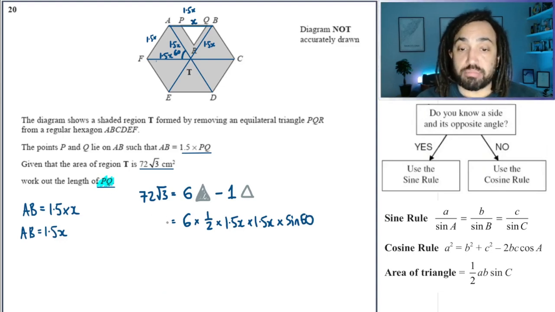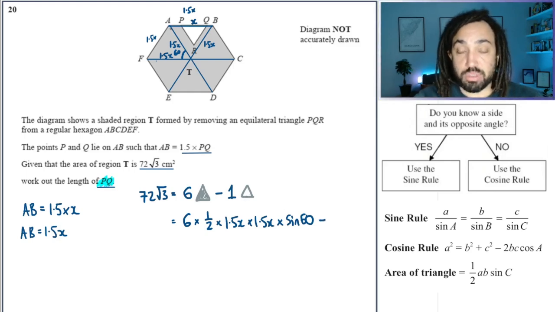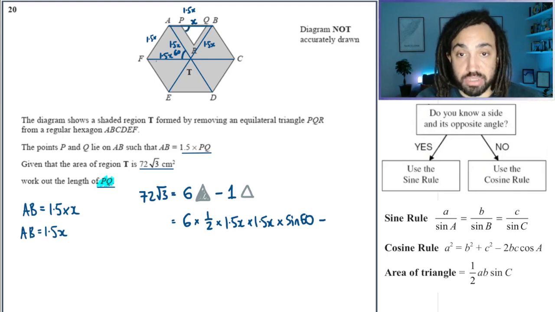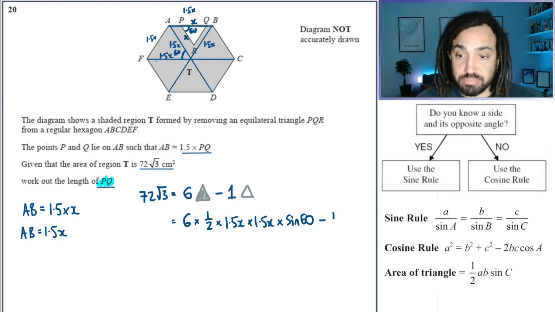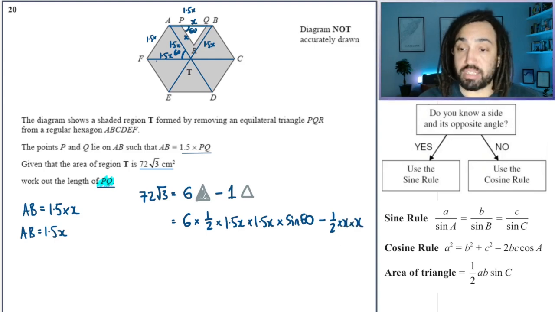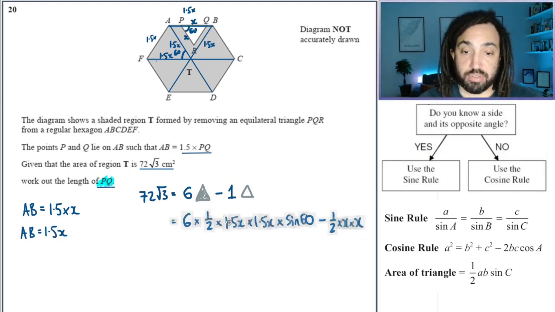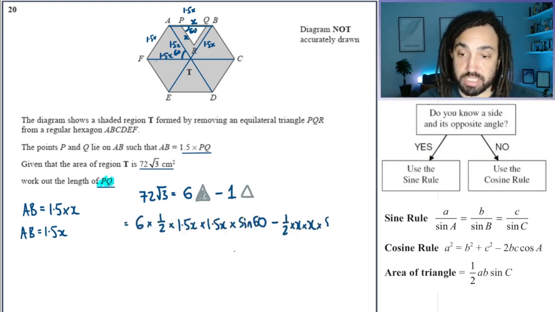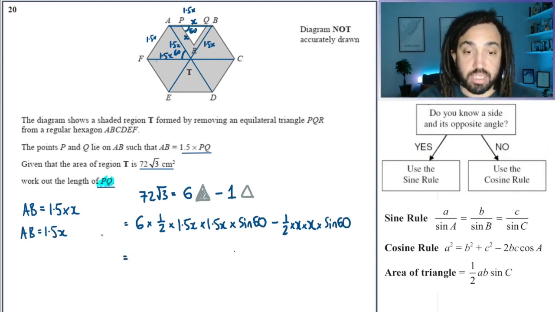and then multiplied by sine of the angle, which is 60. Perfect. And then we've got to take away a white triangle. Well, what's a white triangle? Well, again, it's an equilateral triangle, so it's got an angle of 60, and each of the side lengths here are just x. So by the formula, it's 1/2 times x times x times sine of 60. Okay, perfect. And all of this is equal to 72 root 3.